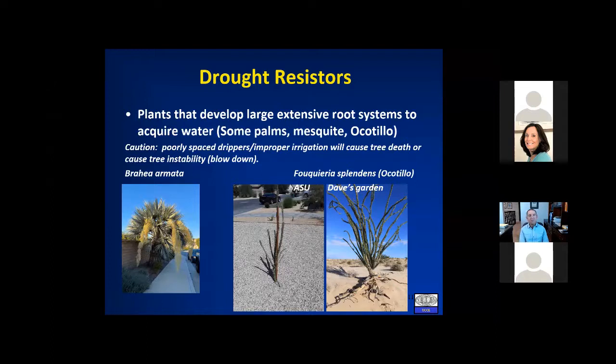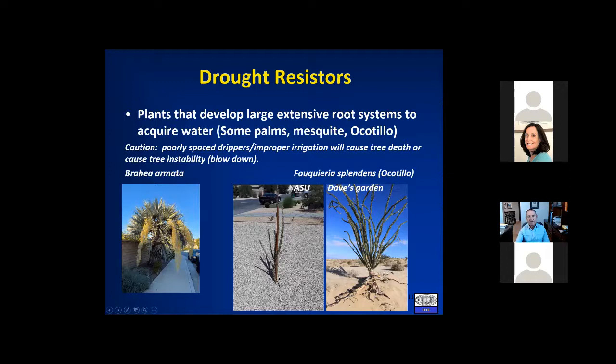But these plants need water continuously. And if you look on the right, you'll see ocotillo. On the far right, from Dave's garden, you'll see an ocotillo with the roots exposed. And on the left, you'll see an ocotillo that's been staked up. If you look closely, you'll see a dripper. I don't think I have a pointer. Can you see my pointer? So there's a dripper right there by that one that's staked.